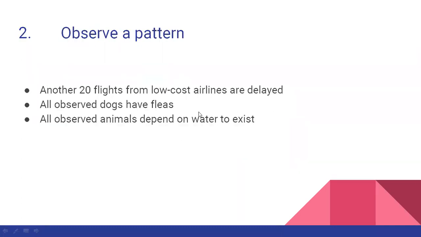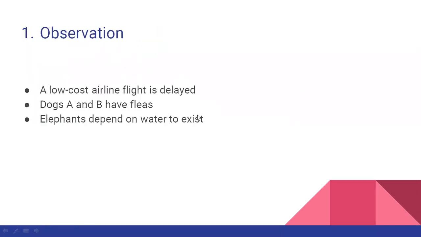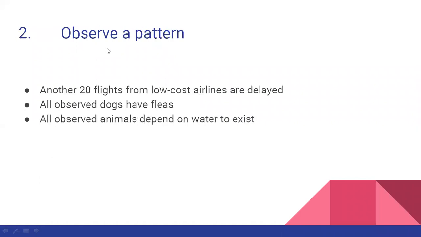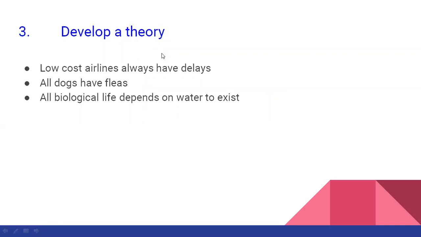So I'm repeating again, there are three stages of inductive research. The first one is observation. The second is observing a pattern. The third is developing a theory.